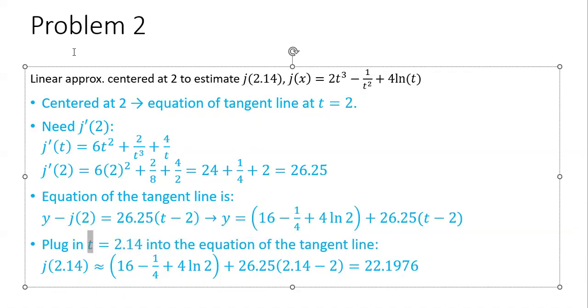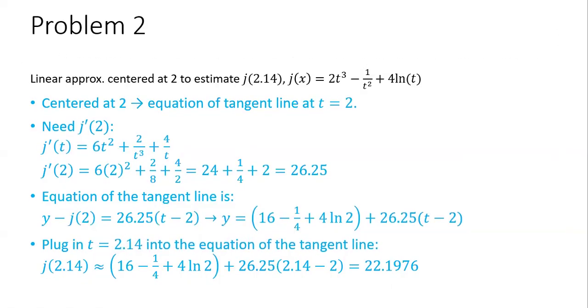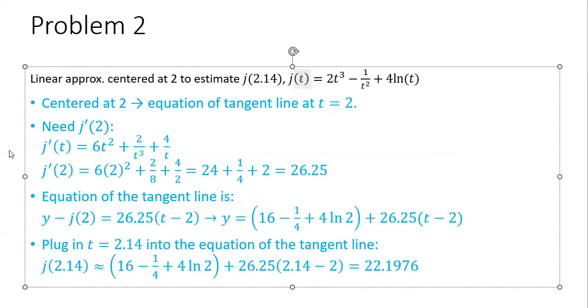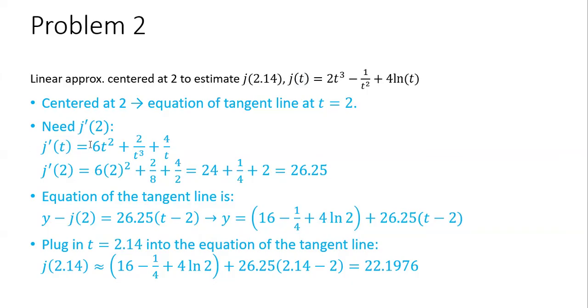Sorry about that. As I was saying, we need the equation of the tangent line at t equals 2. So what do we need? We need a slope and a point. How do we get the slope? It's the derivative. So we need j prime of 2, which you can do with your calculator using the derivative function, or we can do it by hand. It's not that bad. You should get 26.25. I showed the work here, but if you know how to use your calculator, it's much faster, because this one required a calculator.